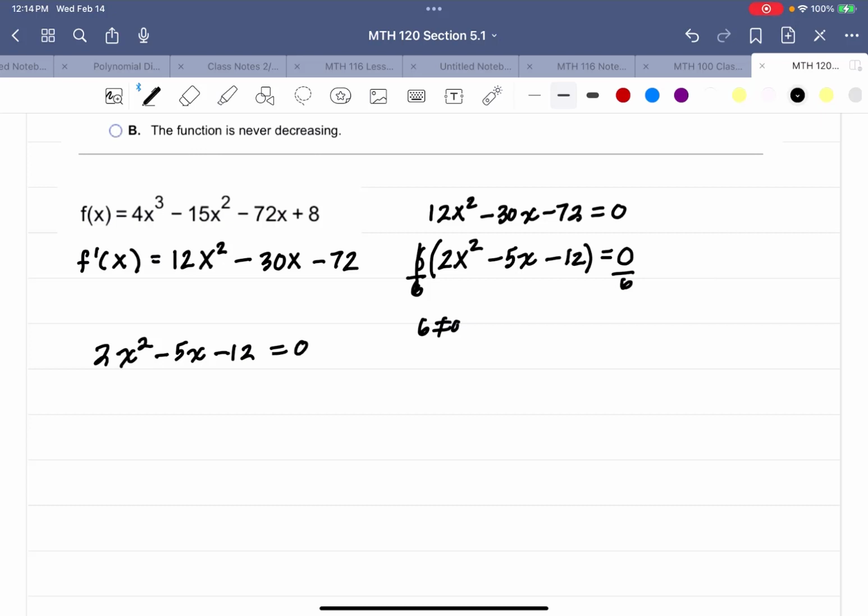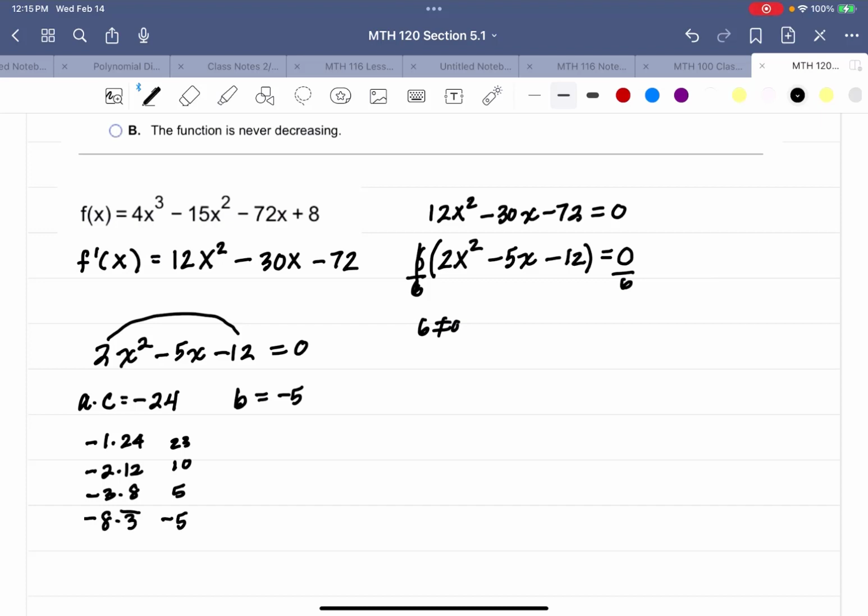Now this is a little bit harder to factor because you've got a 2 in the front. So the easiest, most systematic method for doing this is to multiply a times c. That's going to give me a negative 24. And I want to find the factors of that add up to b, which is negative 5. So negative 1 and 24, well, that adds to 23, so that's not it. Negative 2 times 12, that adds to 10. That's not it. Negative 3 times 8, that adds to positive 5. So if I reverse this to negative 8 times 3, that's the negative 5 I need.